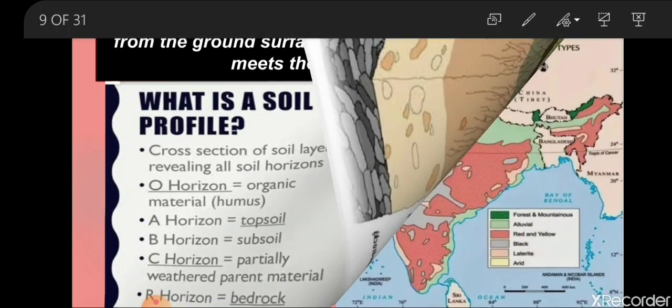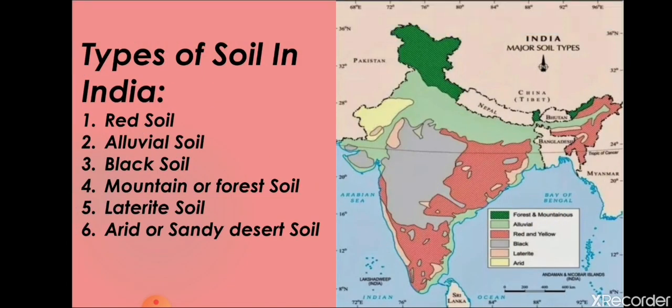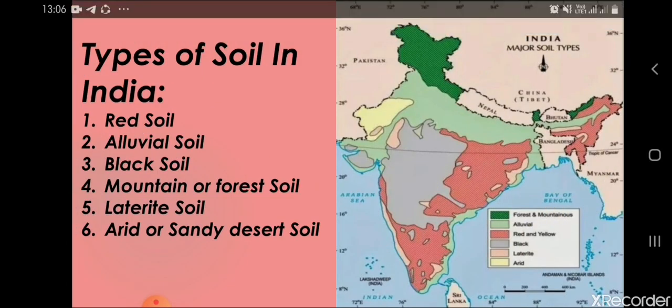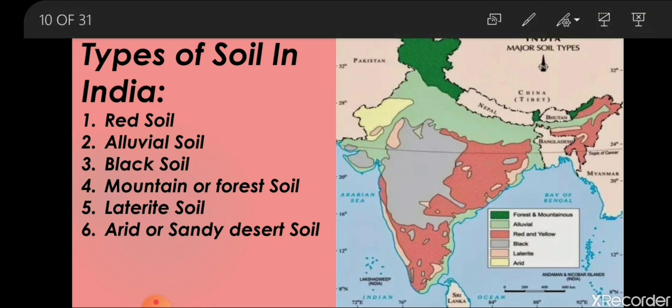Next we will see types of soil in India. So students, you can have a look here. Types of soil in India. First of all, red soil. The red soil will be red in color. In the map you can see red and yellow soil. So this one is the red soil. Here this whole area is red soil.